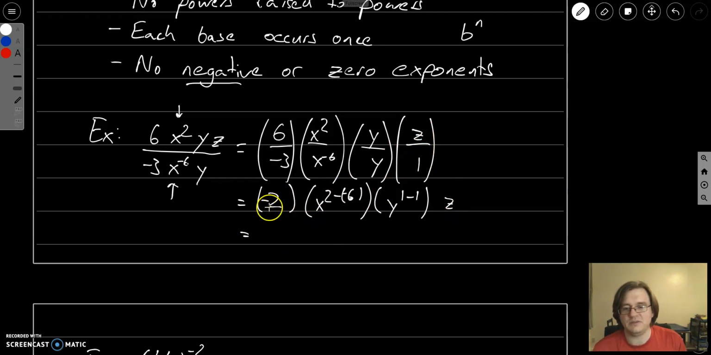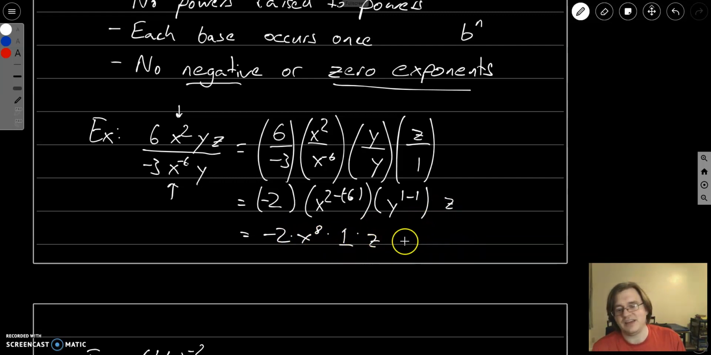So simplifying this is going to be negative 2 times x to the 2 minus negative 6, well, that's x to the 8th power. 2 minus negative 6, the negatives cancel out. 2 plus 6 is 8. Y to the 1 minus 1 power, well, 1 minus 1 is 0, and anything to the 0 power is just 1. So this is negative 2 times x to the 8th power times 1 times z here at the end. But if we multiply something by 1, it doesn't change. So this is negative 2 times x to the 8th power, I should draw a better 8, times z.